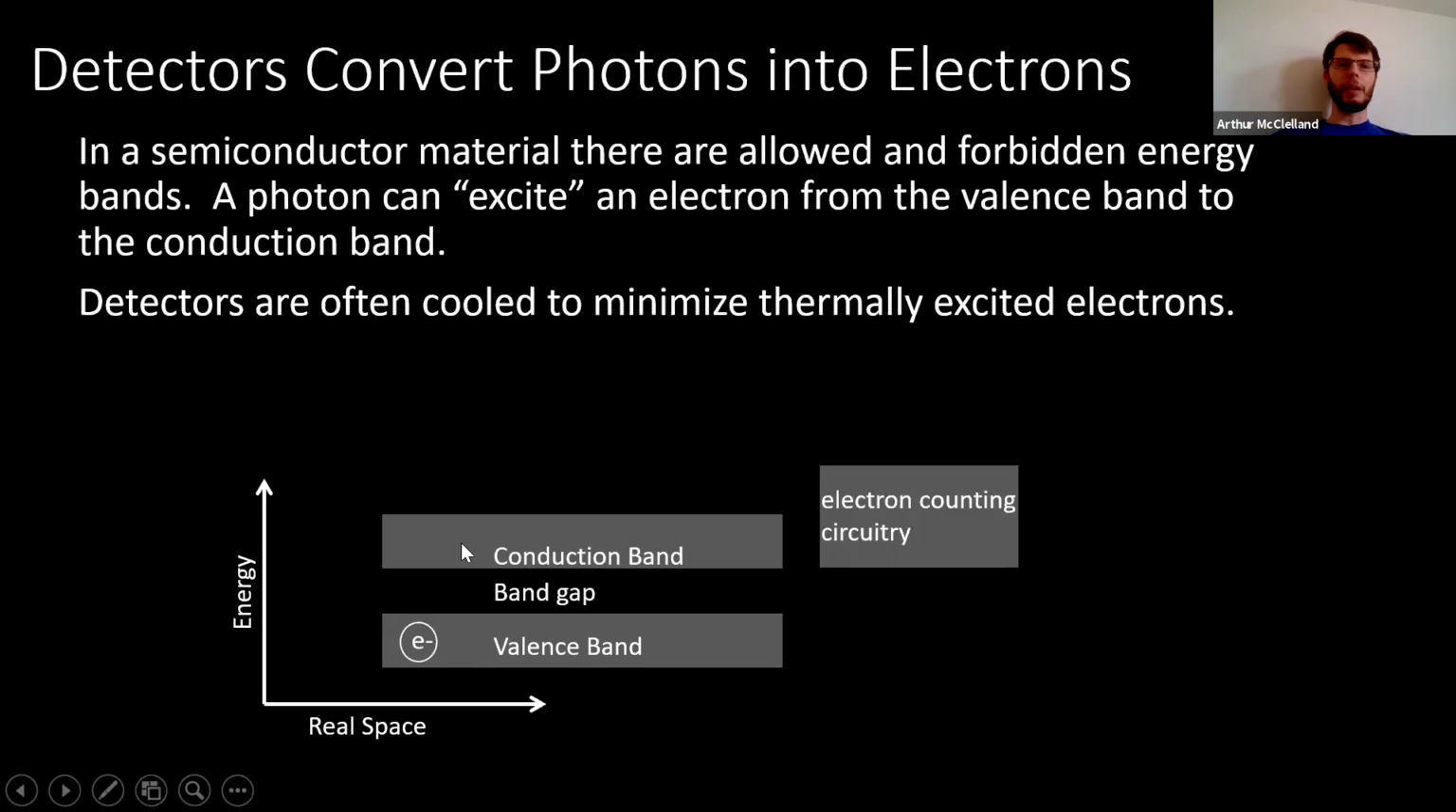And we have the conduction band where the electrons are free to move around. We can bring in our photon onto this particular pixel. It will excite the electron from the valence band up to the conduction band, assuming that the photon has enough energy to excite the electron across the bandgap. So this is why different detectors are important for different wavelength ranges.